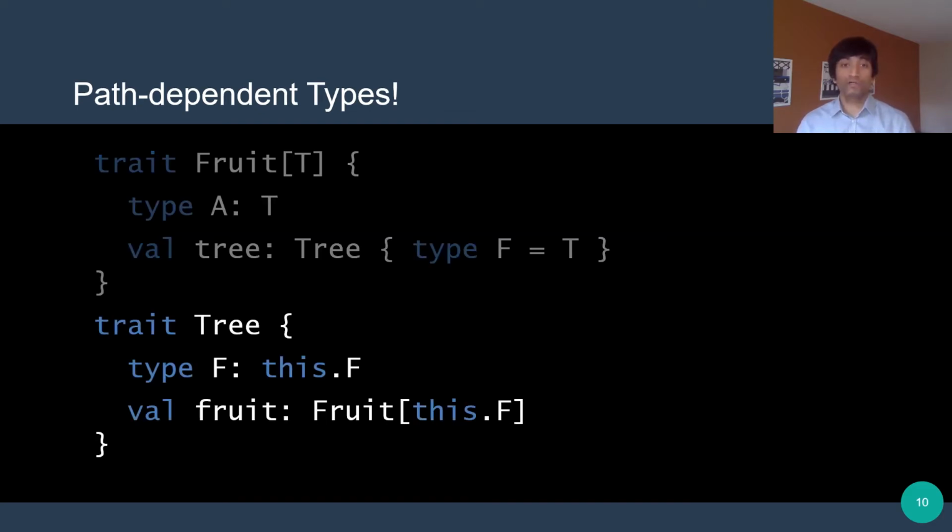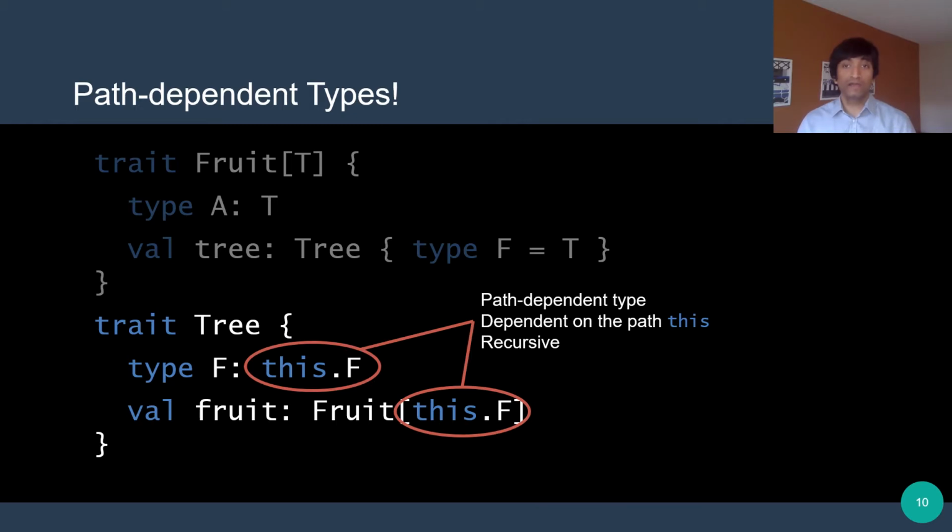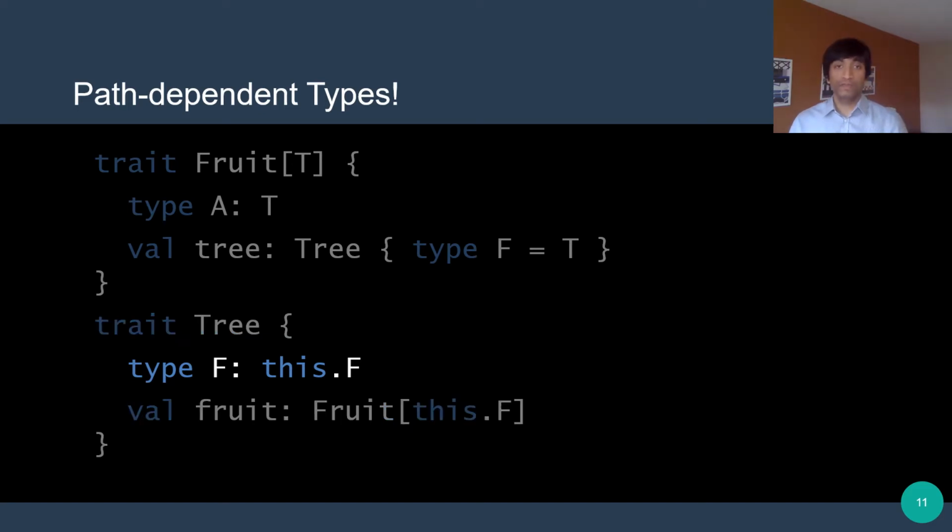In the tree constructor, we use path-dependent types. Here, the type this.f is dependent on the path this, a path of length 1, but in general, we can have longer paths in types. Also, by using the this variable, we get type-level recursion. By using recursion, this.f becomes a type that's unique to individual objects. So the type member f on one tree is different from the member f on another tree. And the fruit field must contain a fruit corresponding to the tree's unique type member.